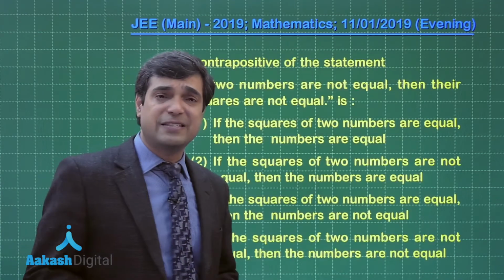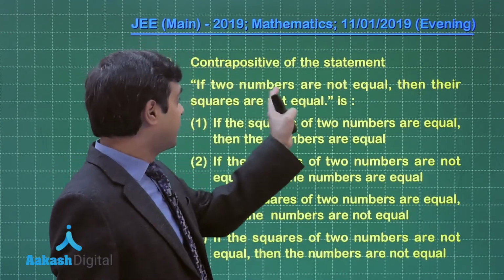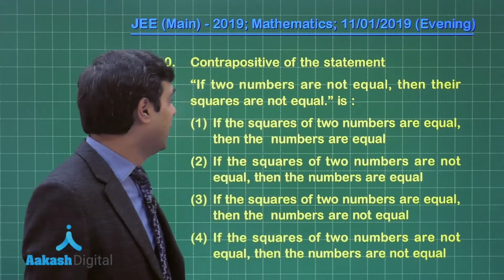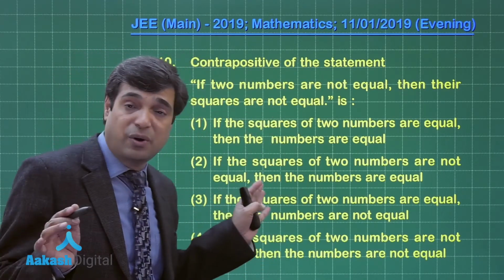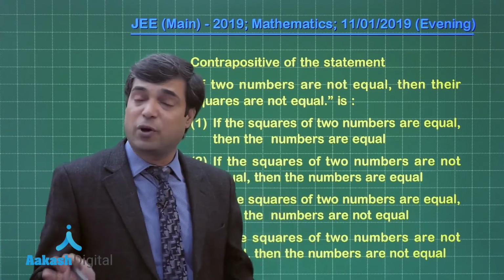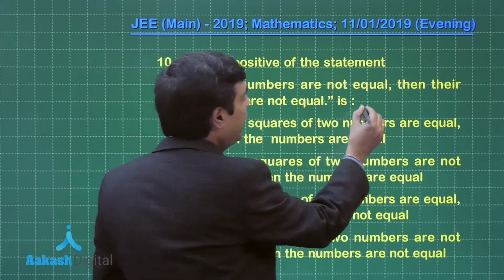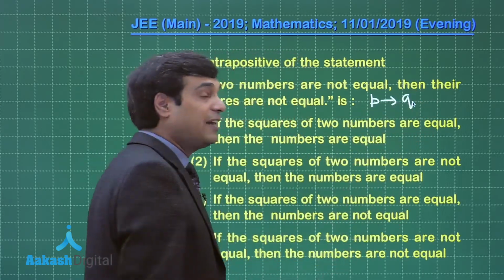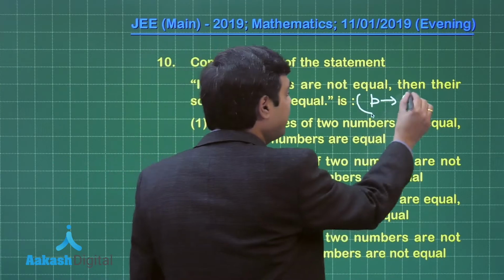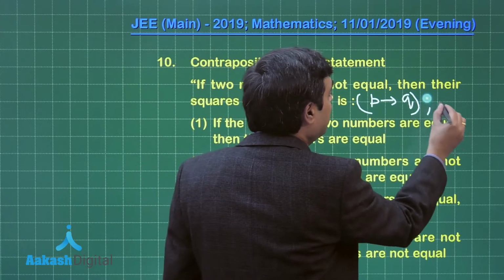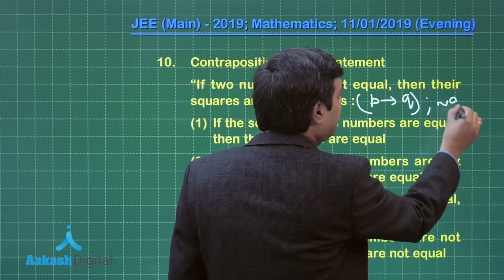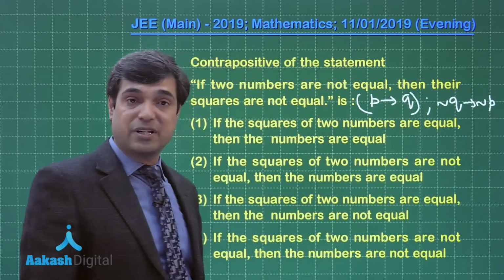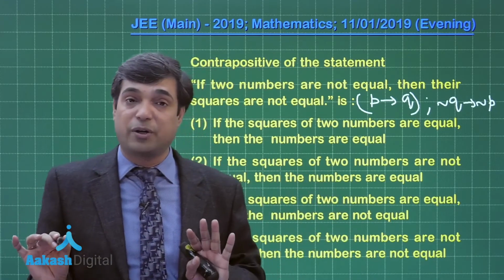Moving forward, let's consider question number 10. Contrapositive of the statement: if two numbers are not equal, then their squares are also not equal. Now, contrapositive, what does it mean? When you have a statement of the type if P then Q, its contrapositive is given as if not Q then not P.